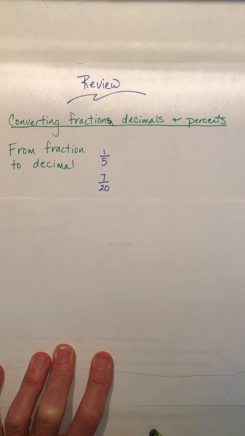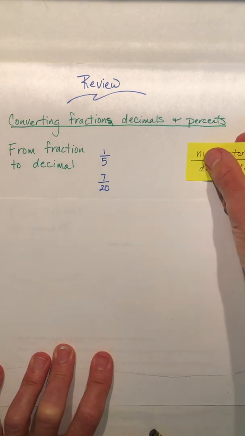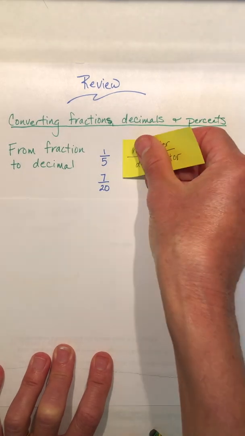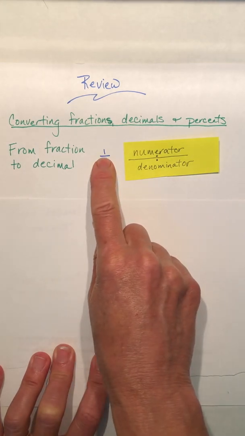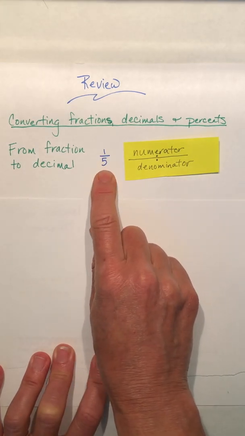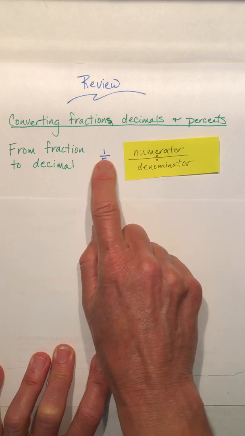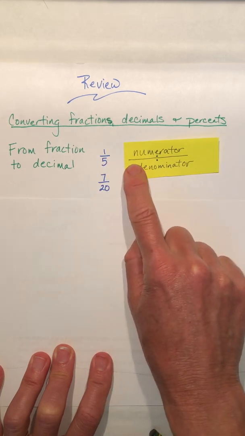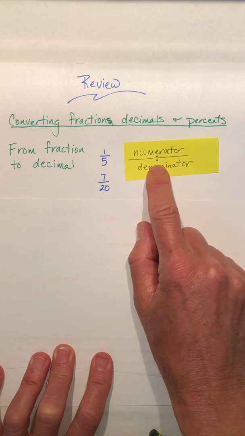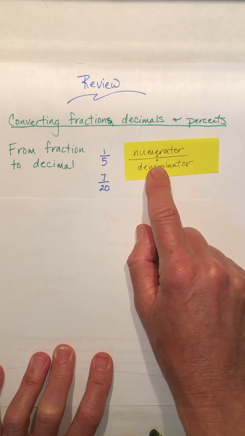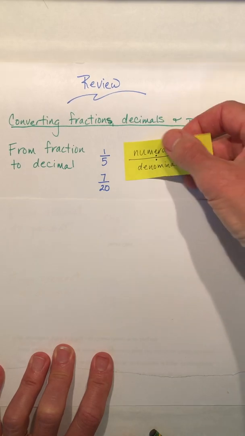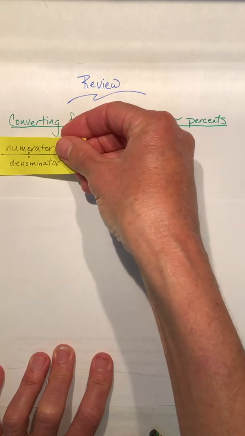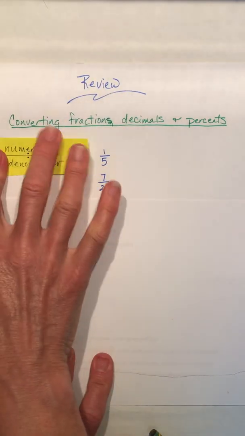From a fraction to a decimal. Here we go. It's numerator divided by denominator. So we're going to take the top number and divide it by the bottom number. And remember that fraction bar is actually a division symbol in disguise. See how I put the little dots in to show the division? So we're going to convert a fraction to a decimal by taking the numerator and dividing it by the denominator.